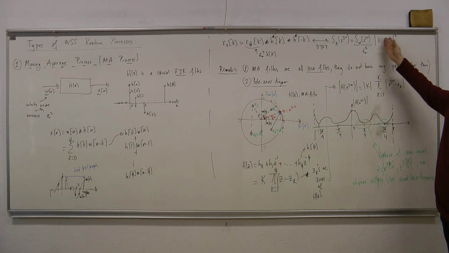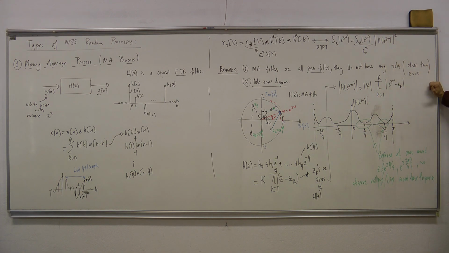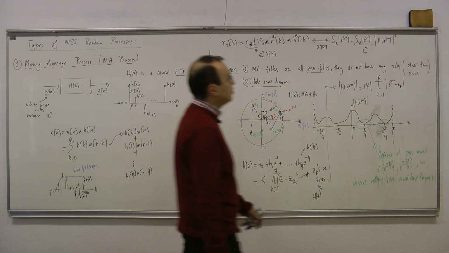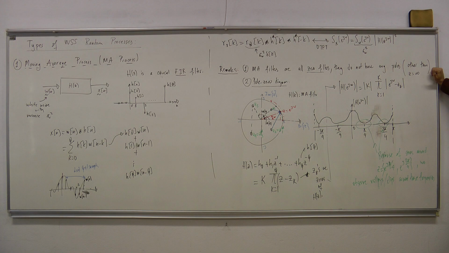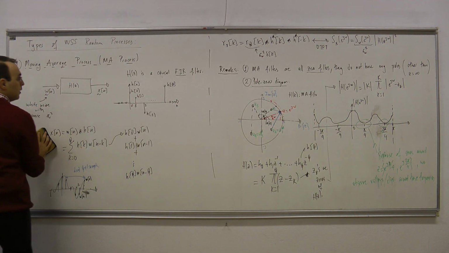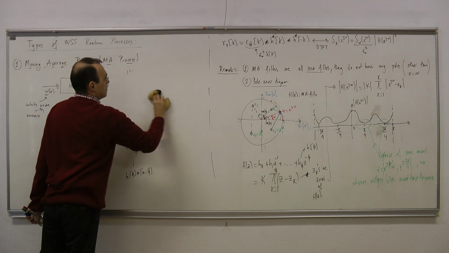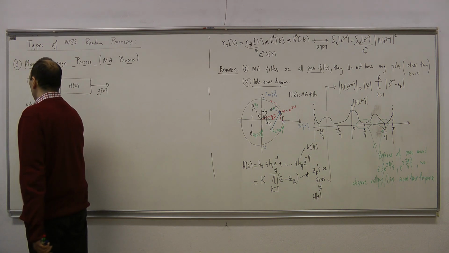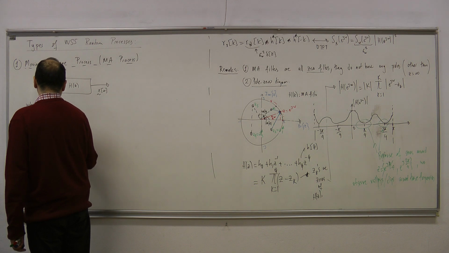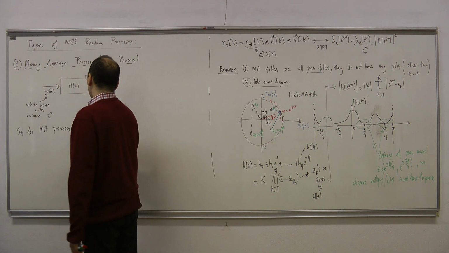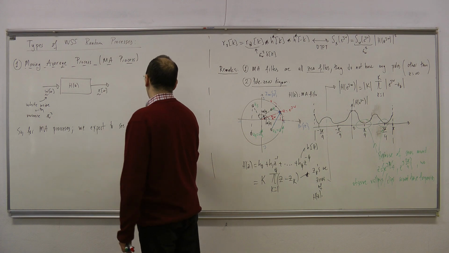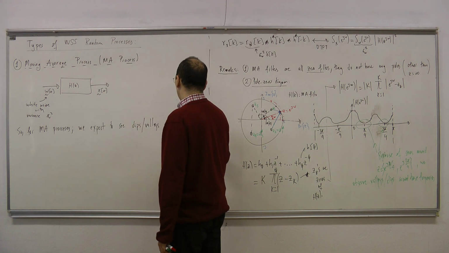So if you take the square of this, the magnitude square, you get the power spectral density. So by just looking at this picture, you get the magnitude response, and immediately from this magnitude response, you can also sketch the power spectral density of this process. So what we see is the following. Let me erase this part. So, for MA processes, we expect to see dips, let's say valleys, in the power spectral density.